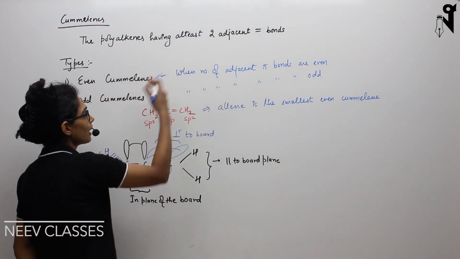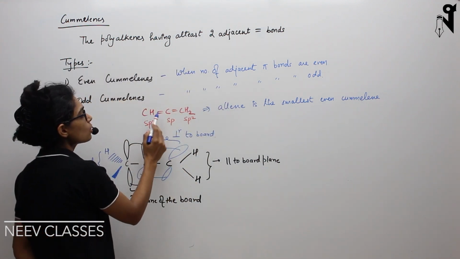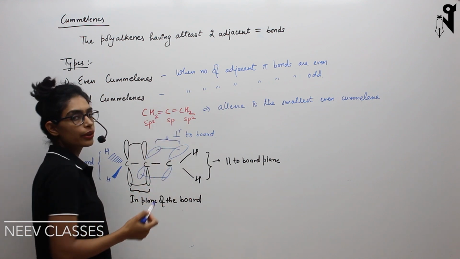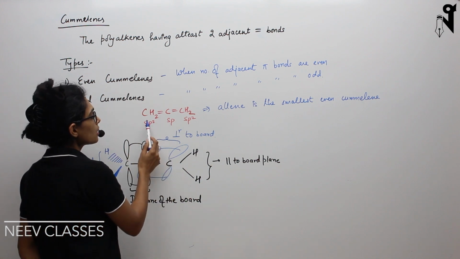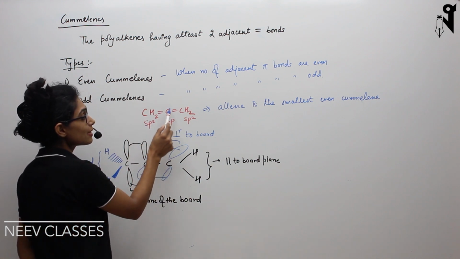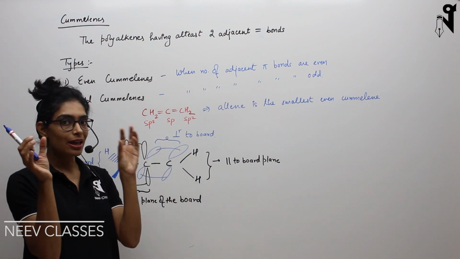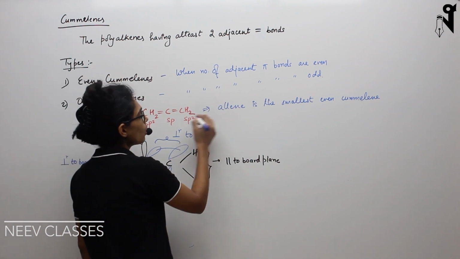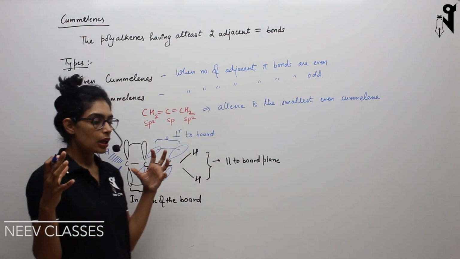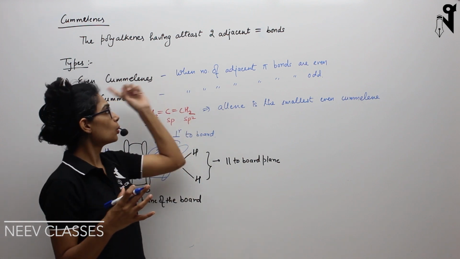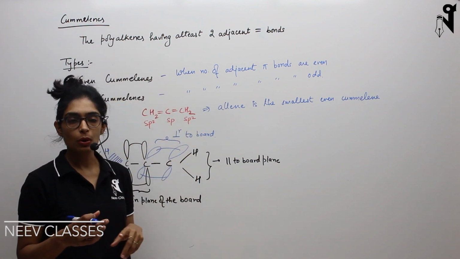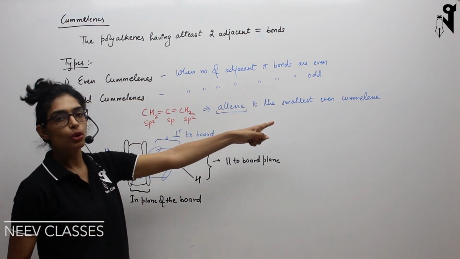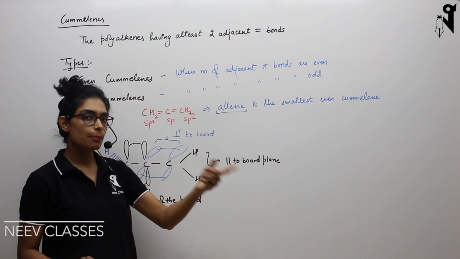Now let's see what exactly we mean by even cumulenes. I have CH2 double bond C double bond CH2. So I have one pi bond here and another pi bond over here, so basically two pi bonds. The first carbon is sp2 hybridized. The center carbon, which is carrying two pi bonds, is sp hybridized. And the last one is sp2 hybridized. This is the smallest compound which will act as a cumulene, with consecutive double bonds. This is also called allene, and it is an even cumulene because it has two adjacent pi bonds.